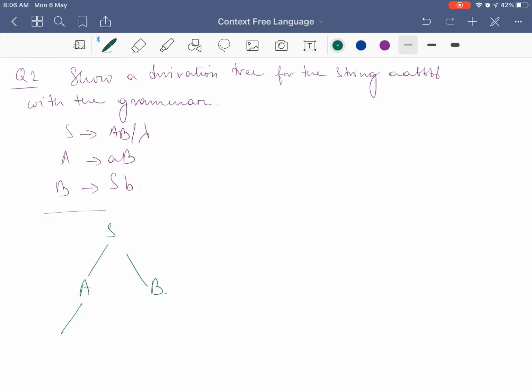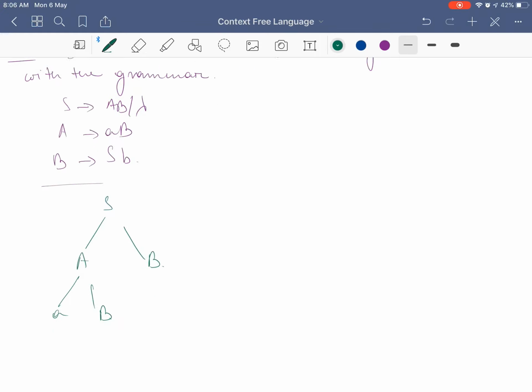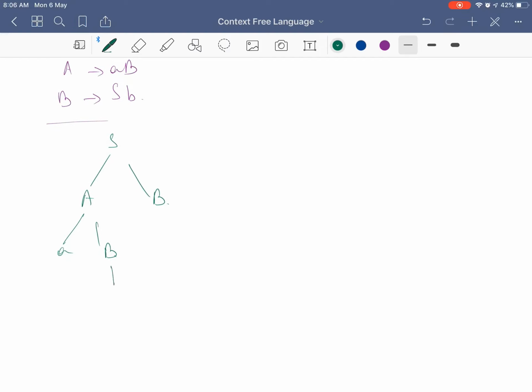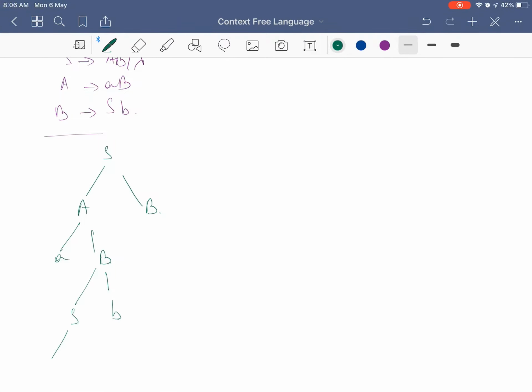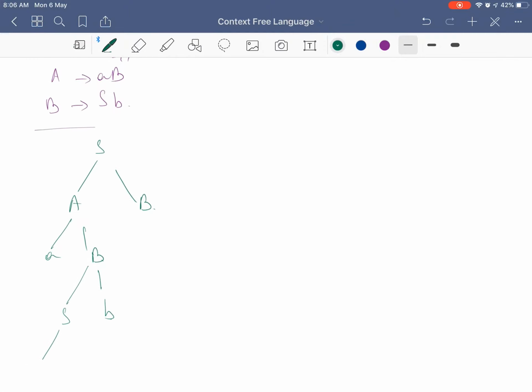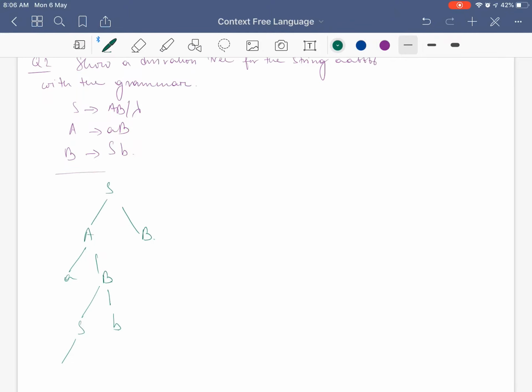So if I replace this A with B, then this B again with S and B, this S again with AB. So I don't have space, so what should I do? Let us start it from here itself, because it may take some space.